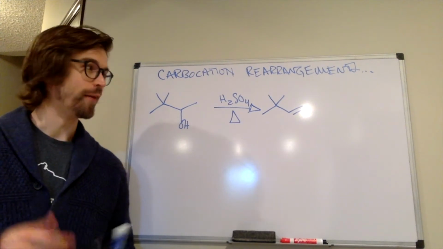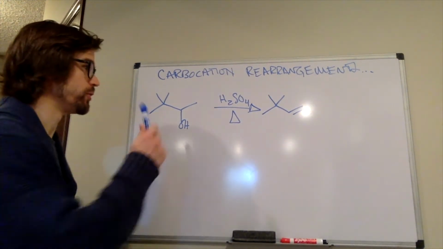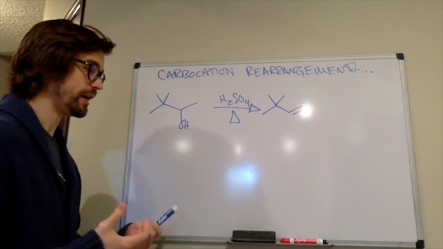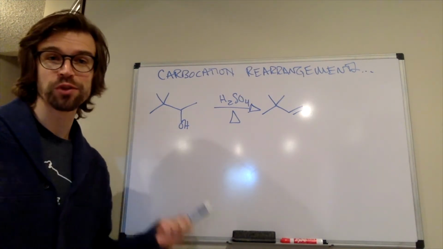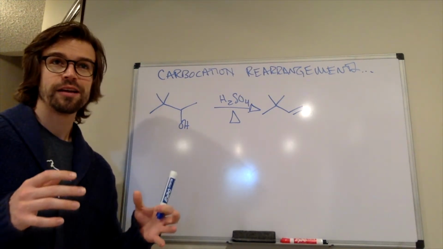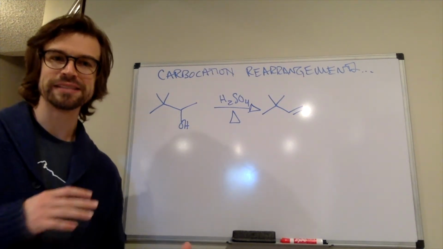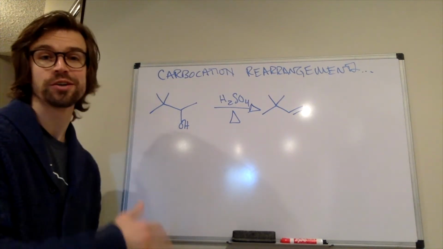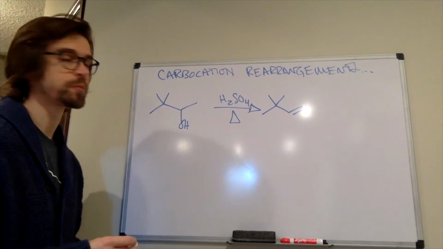Okay, so we now know about alcohol dehydrations with sulfuric acid and heat, and how they work, essentially as we've learned about them. But it turns out that we've been leaving a little piece of something out in chapters 7, 8, and 9 up until this point, and what that's called is a carbocation rearrangement.